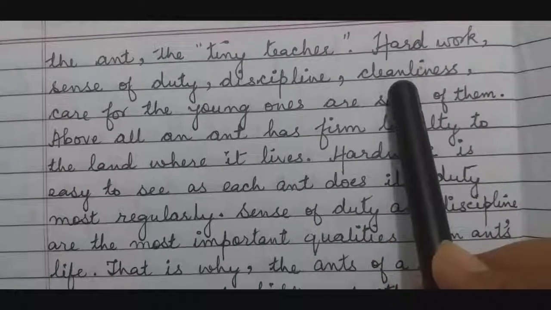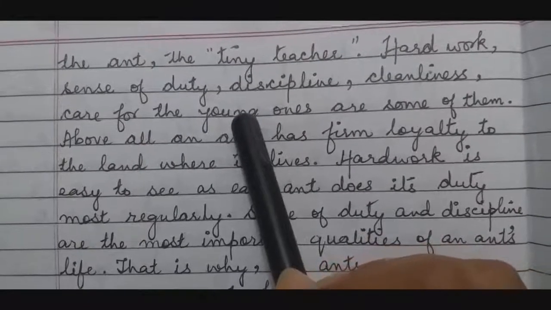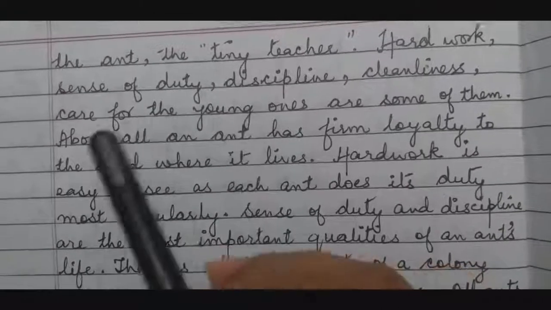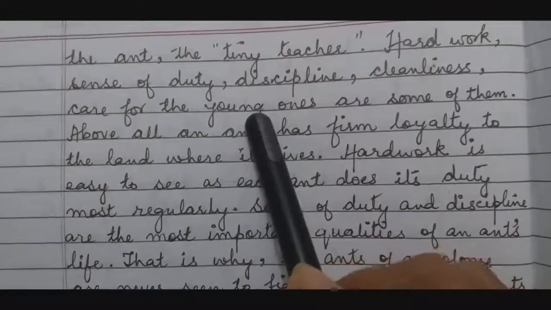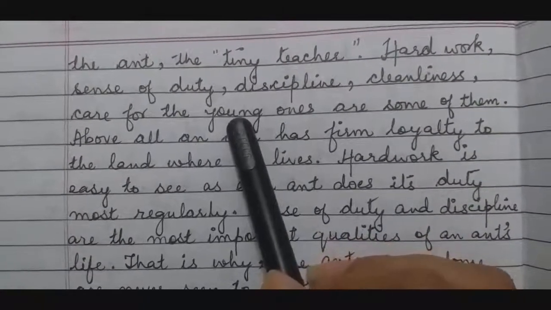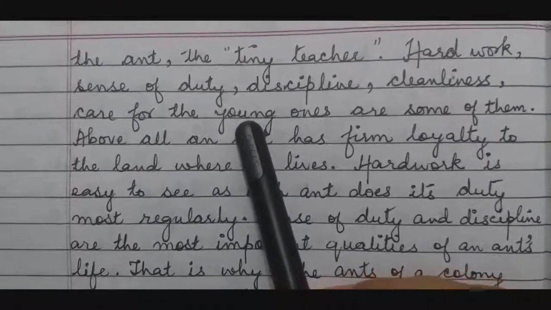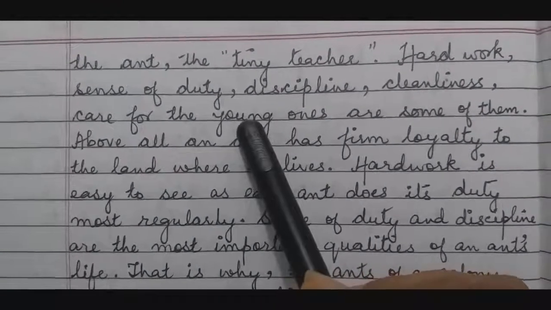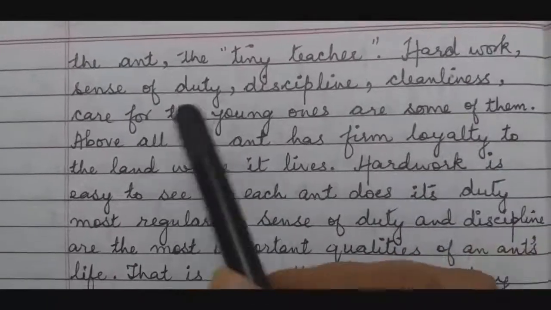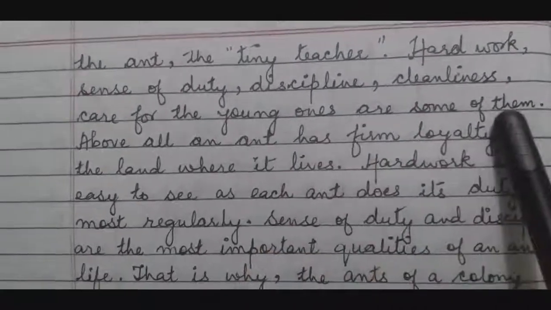Cleanliness, okay, they are also very clean. Care for the young ones. Now see, even the small ants take the grubs for airing, exercise and sunshine. What does it mean? It means that they really care for the young ones. So all these things we can learn from them. We get ideas that even those small, tiny creatures can be so active, then why not we? Clear? So we learn hard work, sense of duty, discipline, cleanliness, care for the young ones are some of them.